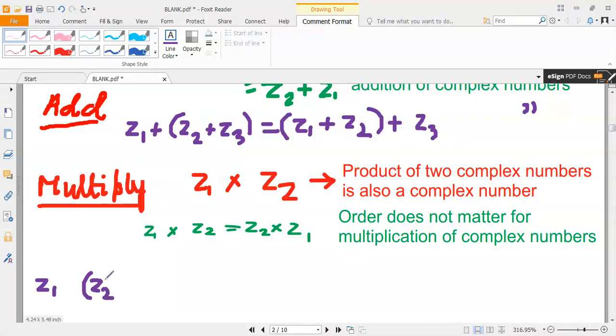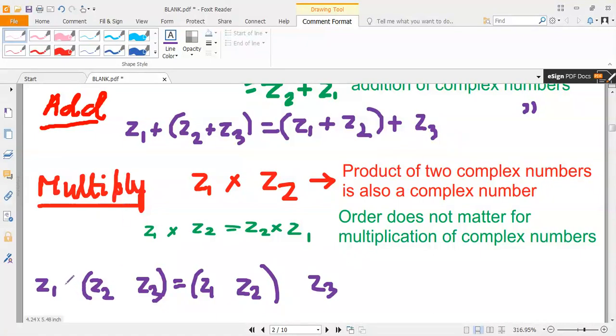Then we had z2. Then we had again put the addition operation. Let's skip that part again. Then we had z3. This thing should be equal to z1. Then we had put the addition operation again. Then we had put z2. And then we had put the addition operation again. And then we had put z3. For addition operation, we had a plus sign here, a plus sign here, a plus sign here, and a plus sign here.